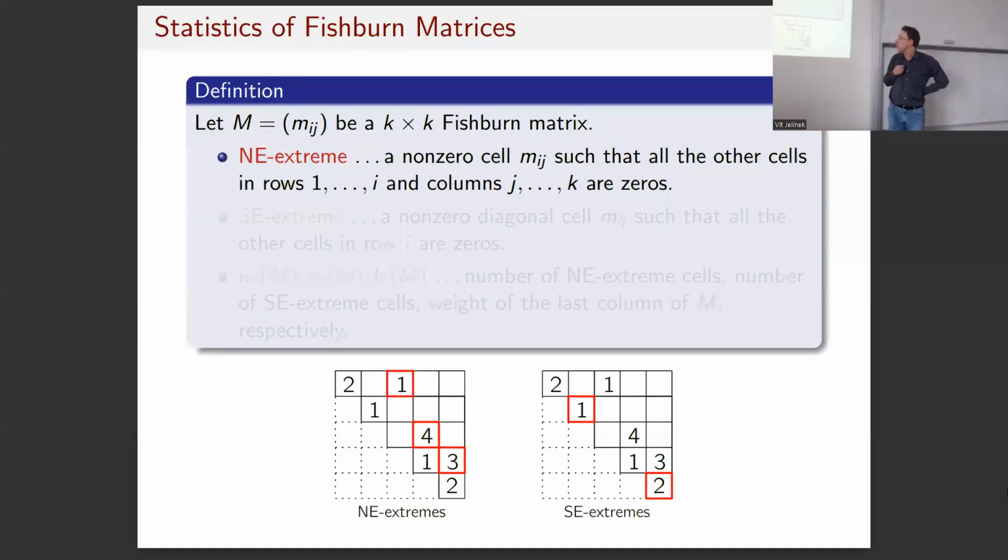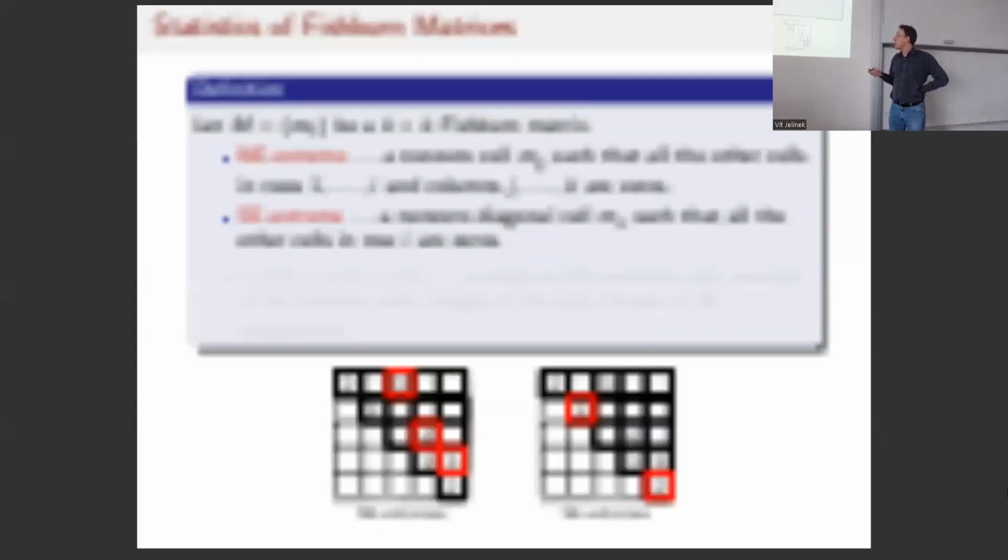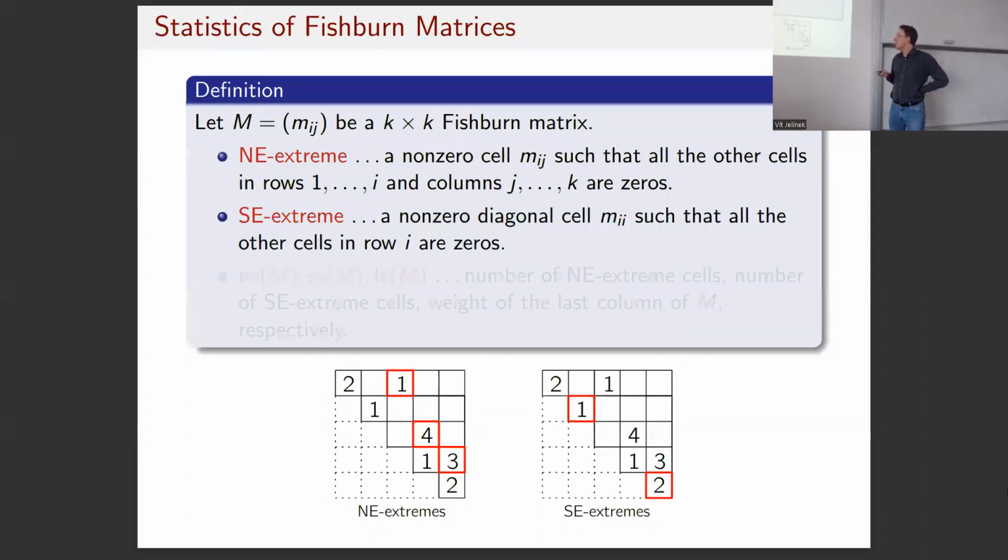And that, of course, calls for still more definitions. And here comes one. A NE extreme, or a northeast extreme, is a cell in a matrix such that all the other cells which are weakly above and weakly to the right are zeros. Best seen on this picture, where this matrix has 3 northeast extremes.